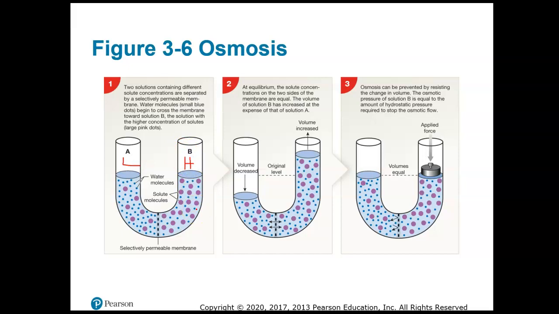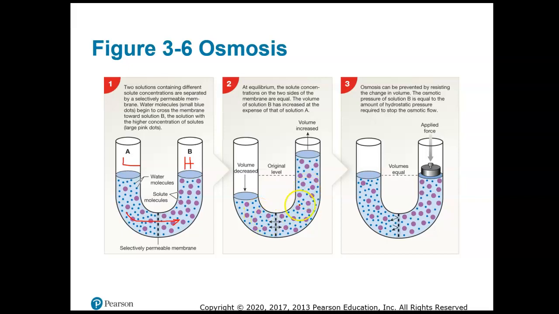So where is water going to move? Water is going to move toward the high solute concentration. Water follows solute, so the water is going to move this way. And you see that happen in step 2. You see that the water has moved and the level on side B is higher than it is on side A. It's going to do that until equilibrium is reached. There's an equal concentration of solute molecules on both sides.